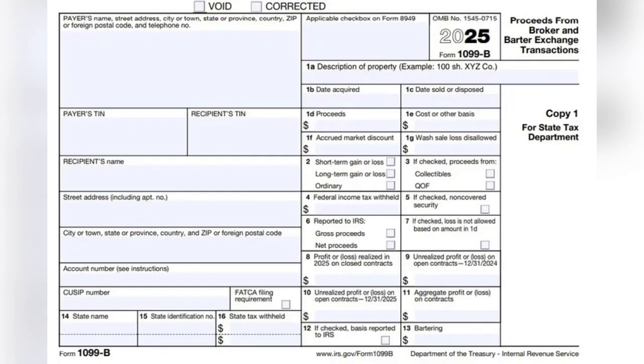Okay, so that's basically the walkthrough. The goal here is to check the details, understand what each line is showing, and use the form as a guide when working on your taxes.